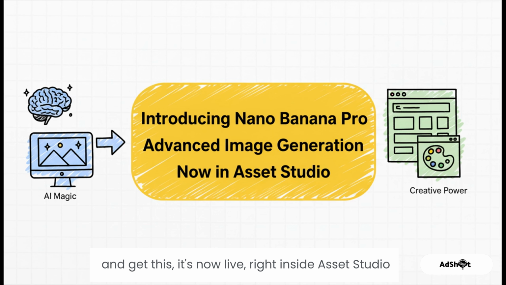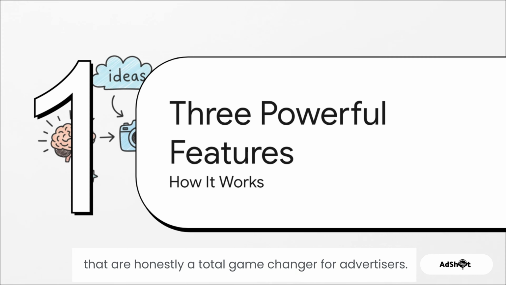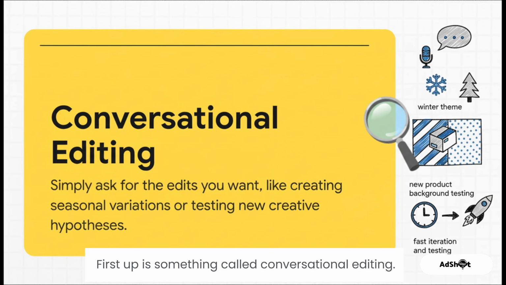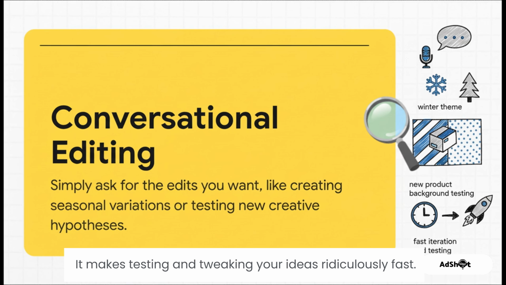All right, so what can you actually do with this thing? Let's break it down. There are three core features here that are honestly a total game changer for advertisers. First up is something called Conversational Editing, and it's pretty much exactly what it sounds like. Imagine having a creative assistant that you can just talk to. You could say something like, hey, show me this ad but with the winter vibe, or let's try a different background. Just type it in. It makes testing and tweaking your ideas ridiculously fast.